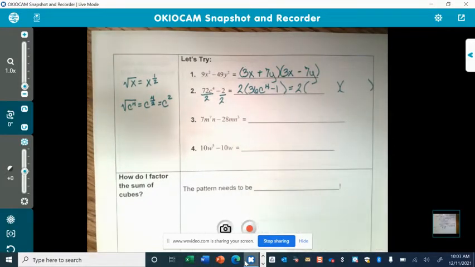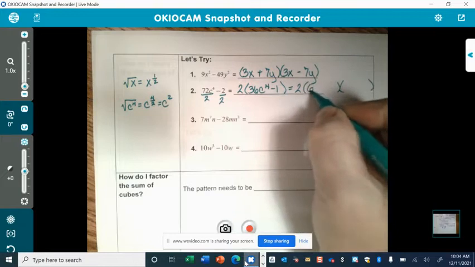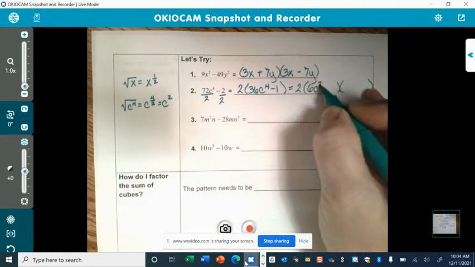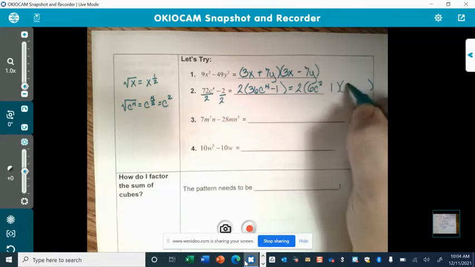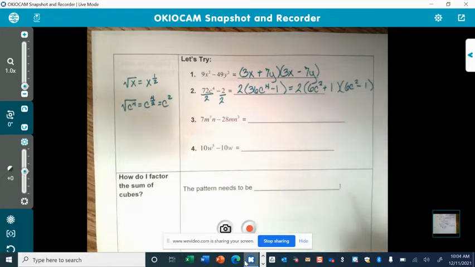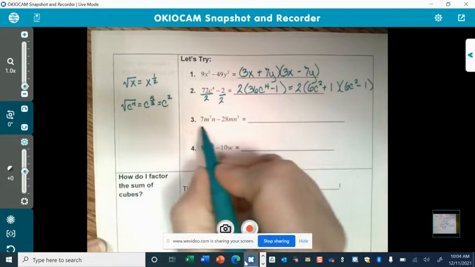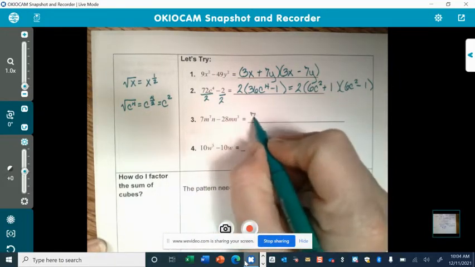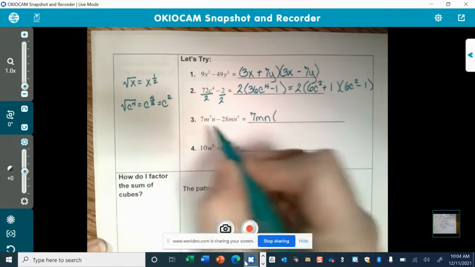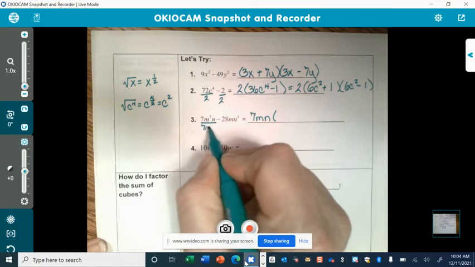The square root of 36 is 6, and the square root of c to the 4th is c squared. Square root of 1 is 1. One has to be addition, one has to be subtraction. Let's look at the next one. I have a greatest common factor of 7. It looks like m to the 1st and n to the 1st. So let's divide.